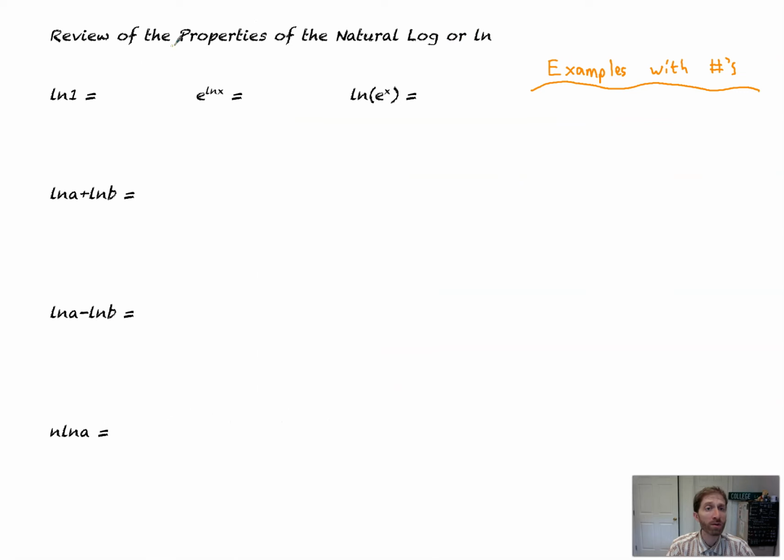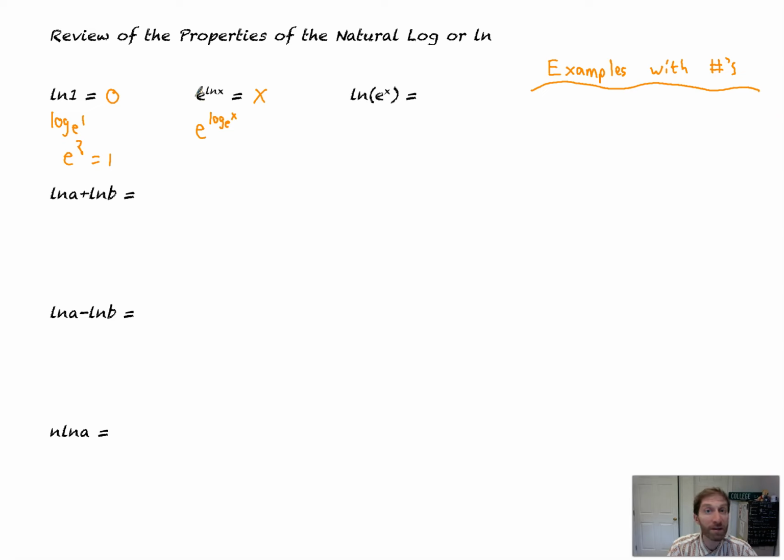We're going to keep going with a review of the properties of the natural log, or again, ln. So ln of 1 equals 0. That's because this is really saying log base e of 1, or e to the what equals 1, and e to the 0 equals 1. e to the ln x is x. Why is that true? Because e and ln undo each other. You're essentially saying with this, e to the log base e of x, this says e to the what gives me x. e is raised to that power that gives you x, so it's x.